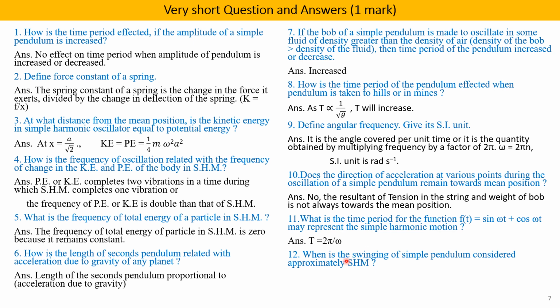Next question. When is the swinging of a simple pendulum considered approximately simple harmonic motion? That is, when swinging through small angle. That is, sin theta is approximately equal to theta. That is small angle.